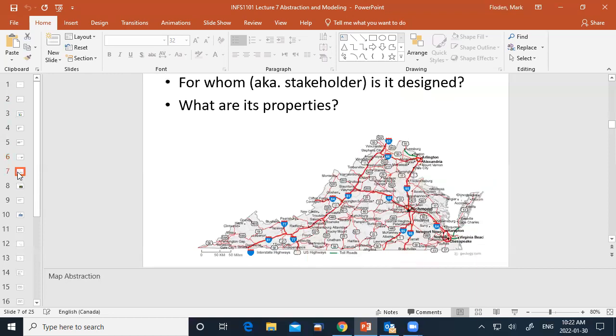Not far from Washington, D.C. Washington's here, right? This is Virginia. And there's a map. And of course, you've seen those, right?